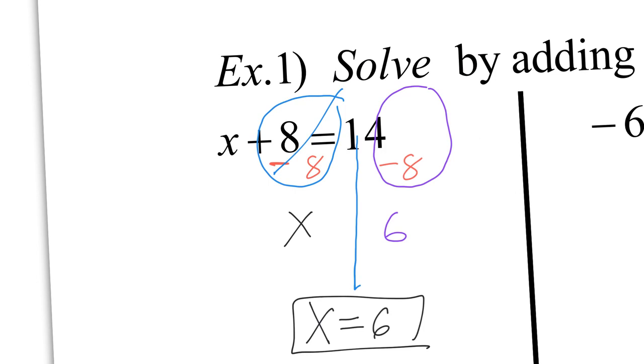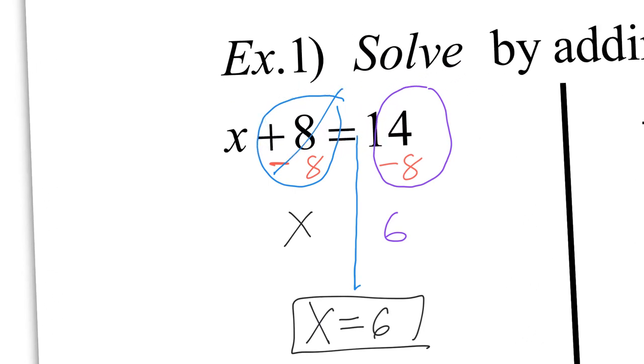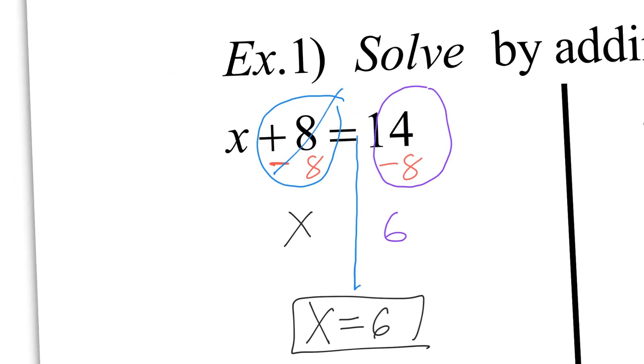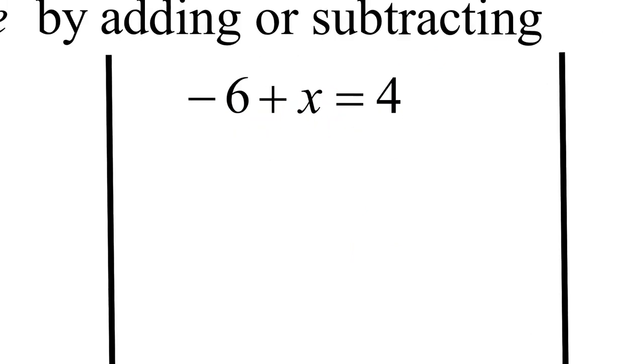So now I'm going to show you guys a different example, which is this one right here. So notice that we have negative 6 plus x equals 4. Now, once again, I'm going to draw my line so you guys can see the left side and the right side. On the left side, we have negative 6 plus x.